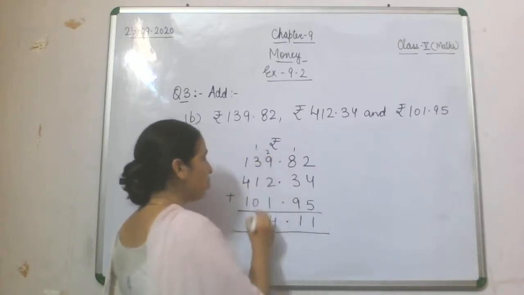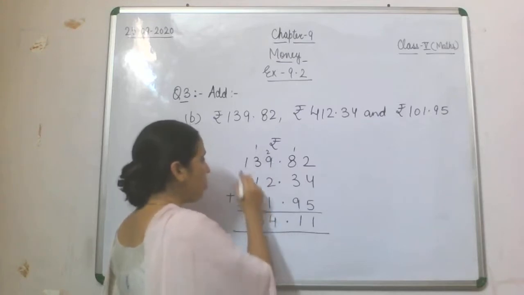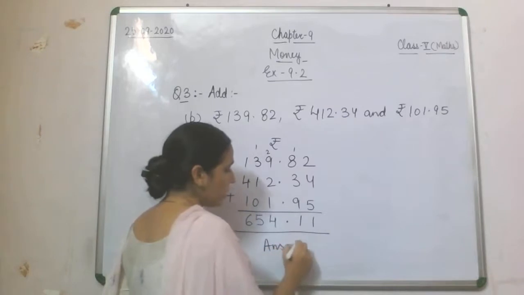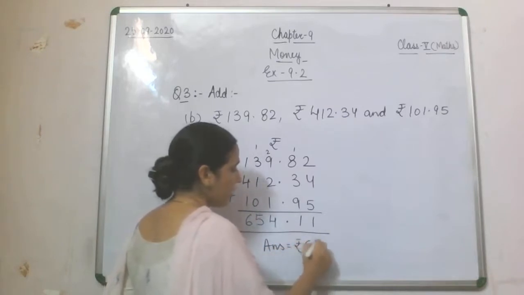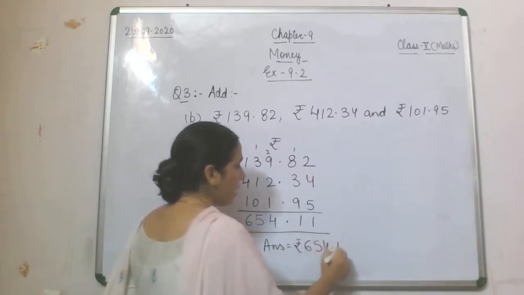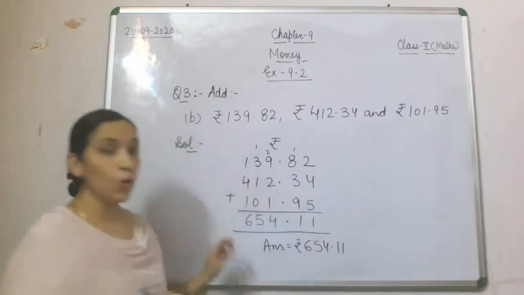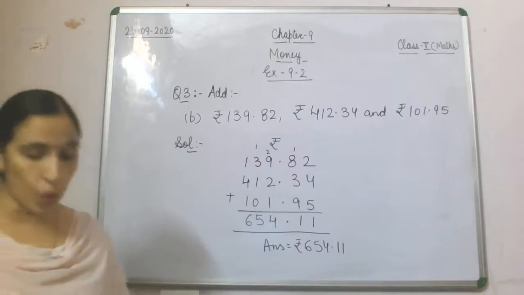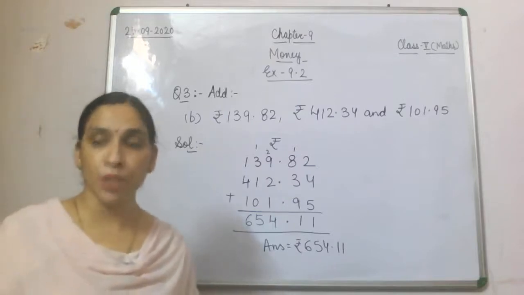3 plus 1, 4 plus 1, 5. 4, 1, 5, 1, 6. So what is the answer here? Here the answer is rupees 654 and 11 paisa. I hope nobody is having problem in addition of money.